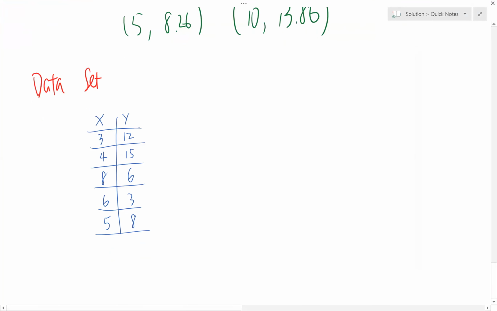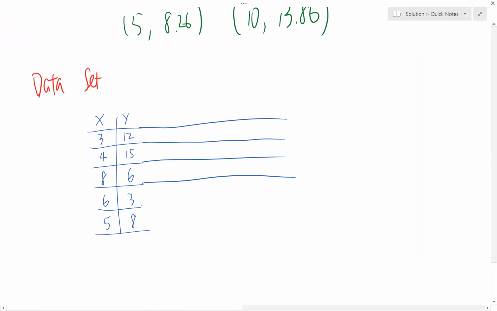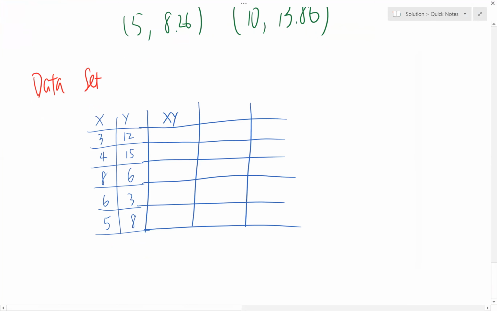I give you 5 minutes. Complete the table. You can do it in Excel, no problem. XY, that's the next one, and then X squared and Y squared. Now, try yourself. Make sure you know how to get all these numbers. And then let's get a total for each.